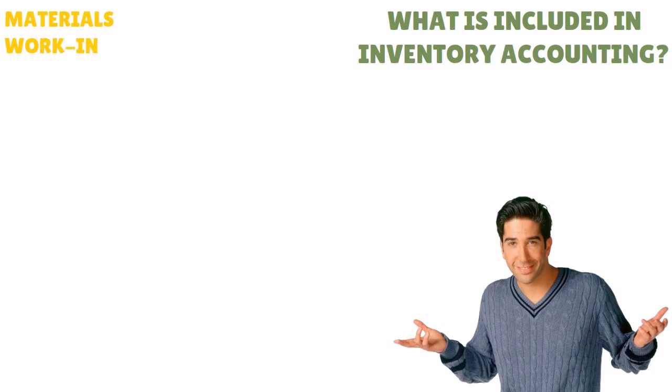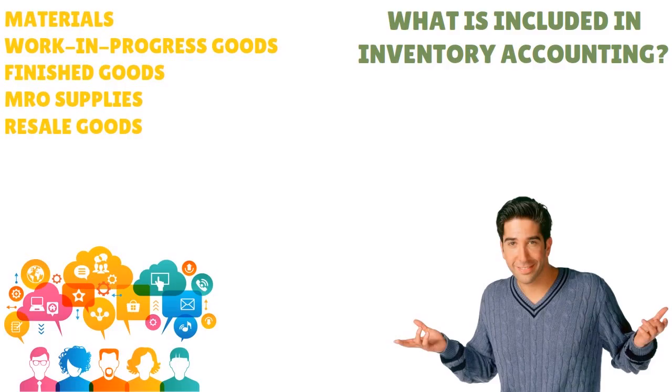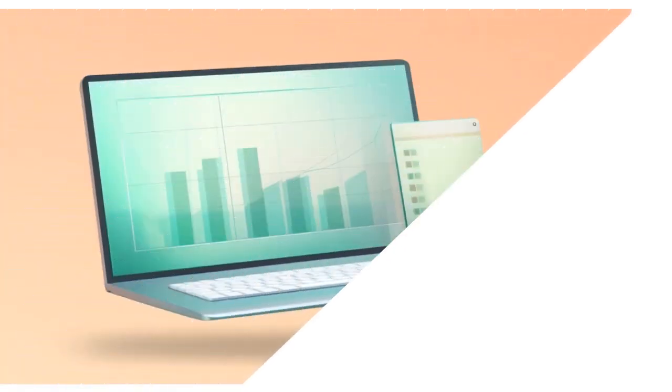You have materials, you have work in progress goods, you have finished goods, you have MRO supplies. MRO, I'm speaking here about maintenance, repair, and operation supplies. Those include materials that are used up in the production process but not included in the final product. They can include personal protective equipment, cleaning supplies, office supplies, and tech equipment. You also have resale goods. These are products that customers return but are of sufficient quality to actually sell again.